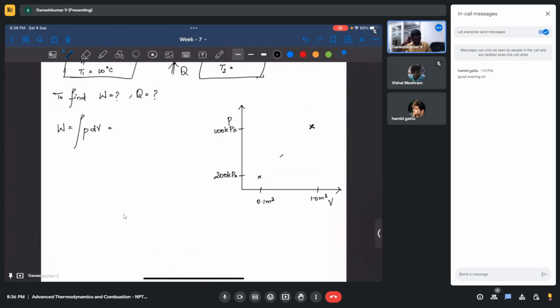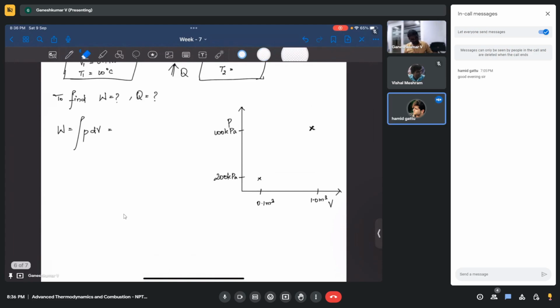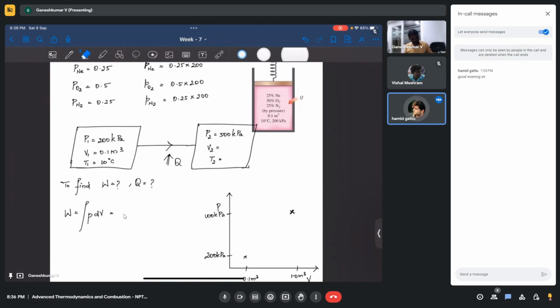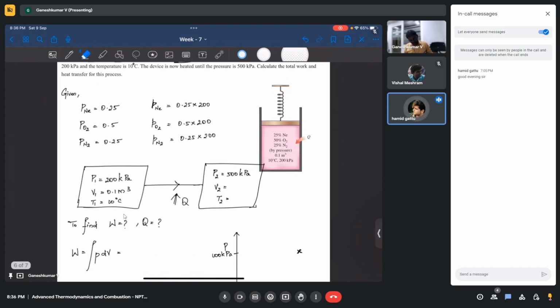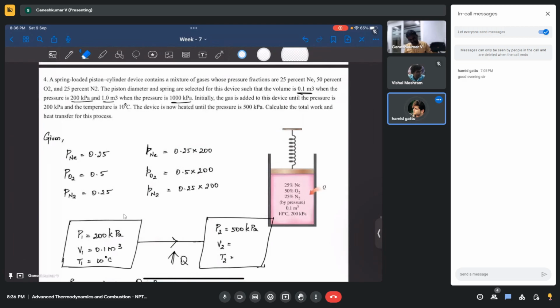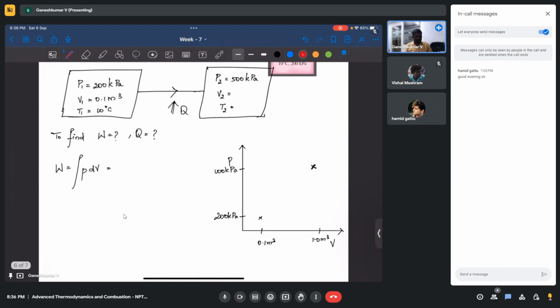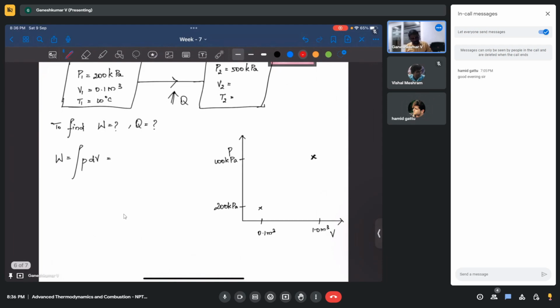It could vary in some other manner, so it will depend upon the spring. If it's a linear spring, then I guess it will be a linear variation. True. So let's say it's a linear spring. So the pressure is going to vary linearly, right? Since force varies linearly, the pressure also will vary linearly.